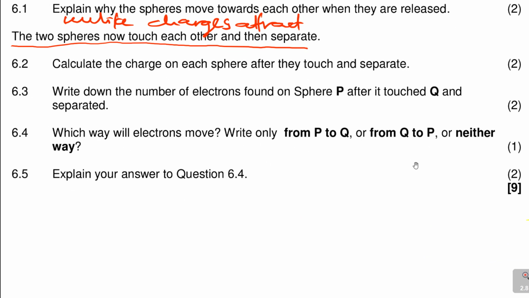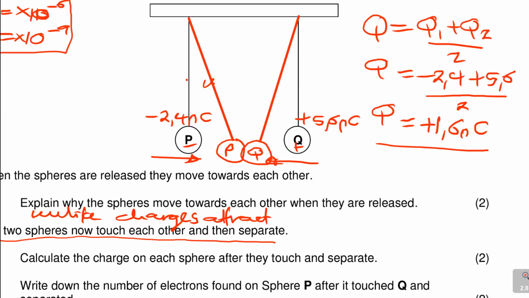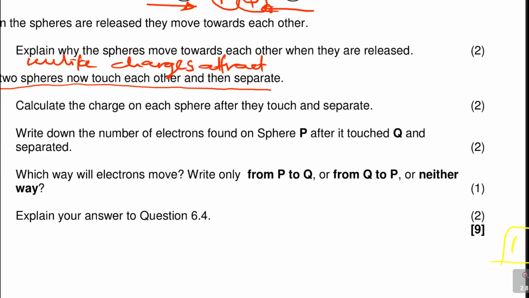And then, which way will the electrons move? From P to Q or from Q to P? Electrons always move from negative to what? Electrons will move from negative to positive. So they are moving from P, which is negative, to Q, which is positive. So here, the answer is from P to Q. And then explain your answer.